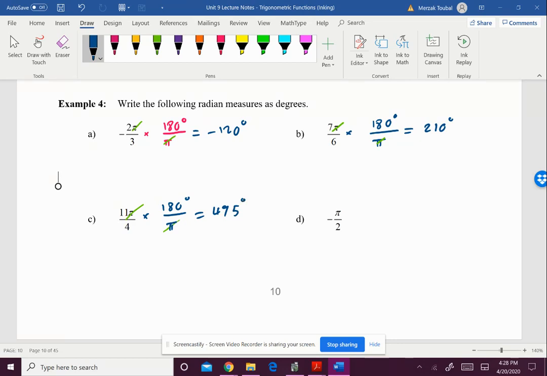Last one, negative pi over 2 radians, so times 180 degrees divided by pi radian. We do the same thing, cross out the pi. What's left is negative 180 over 2, which is negative 90 degrees.